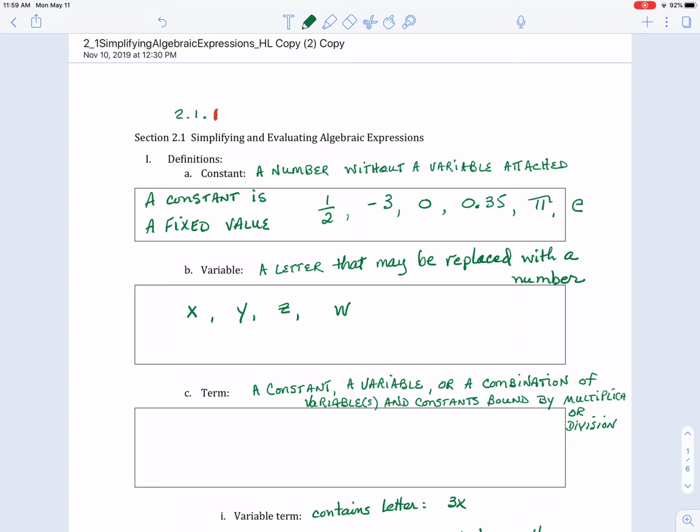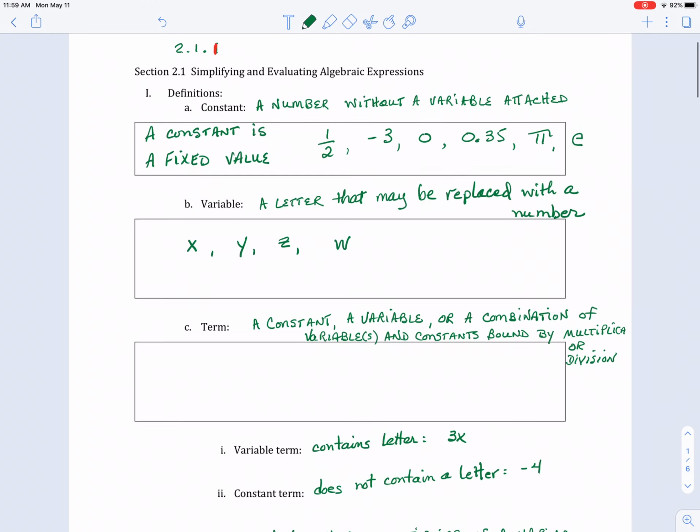A variable is a letter, and that letter may be replaced with some number. That's why it's variable, because the value of it depends on what the replacement number is that goes in that spot. So here are some examples of some variables: x, y, z, w.